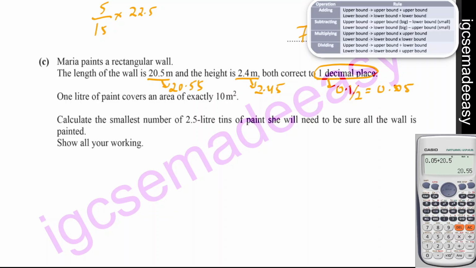Now both the upper bounds of the values are ready. So let's find the area. We are finding the maximum area, that's why, as the table shows, we use the upper bound. The maximum area will be equal to 20.55 times 2.45. If I multiply 20.55 times 2.45, I'll get the answer as 50.3475.